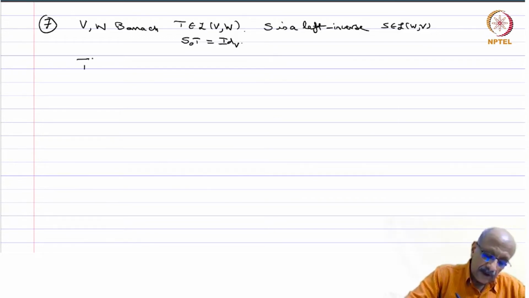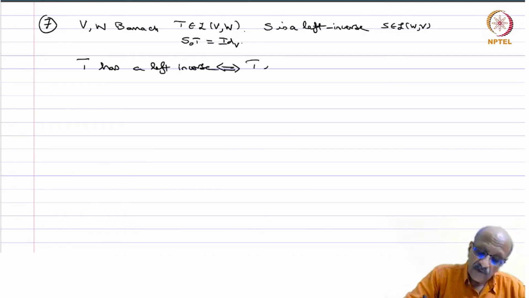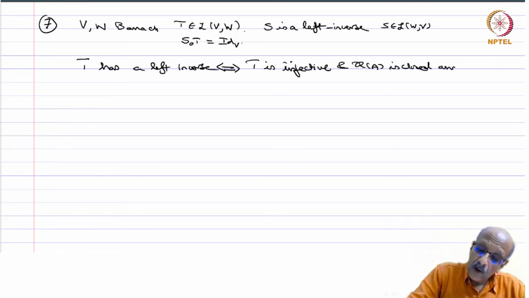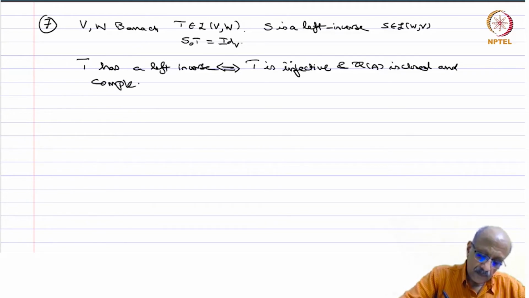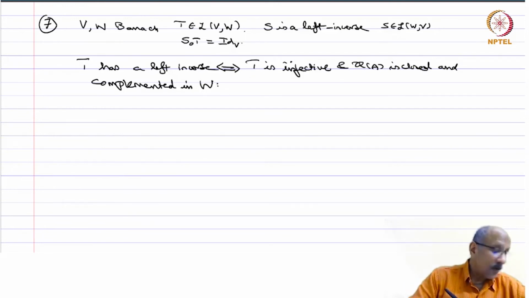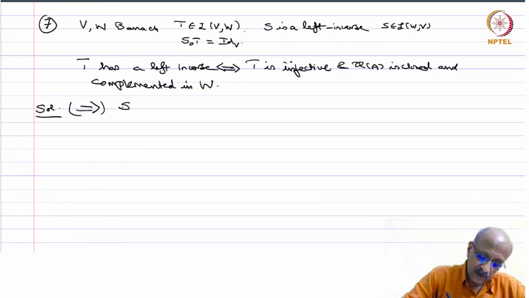Okay, so T has a left inverse if and only if T is injective, that is one to one, and range of T is closed and complemented in W. Okay, so these are necessary and sufficient conditions for existence of a left inverse. So, solution. Let us prove one way. So, we assume that T has a left inverse. So, S exists.